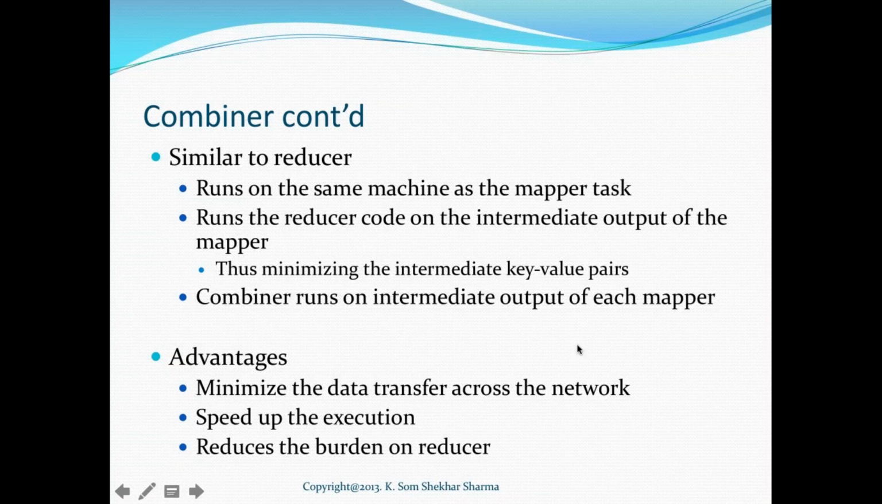So the combiner runs on the intermediate output of each mapper. The advantage is it minimizes data transfer. It speeds up the execution. How does it speed up the execution? Because fewer key value pairs are transferred. So obviously the data will move faster over the network, reach the reducer machine quickly, copying will be faster, sorting will be faster, and it also reduces the burden on the reducer.